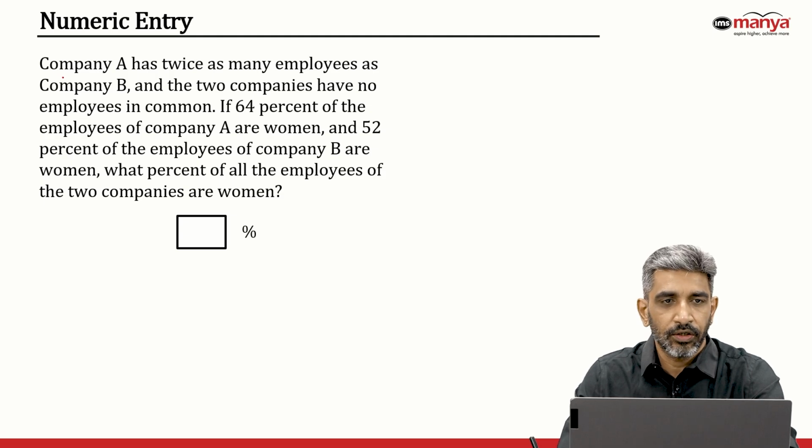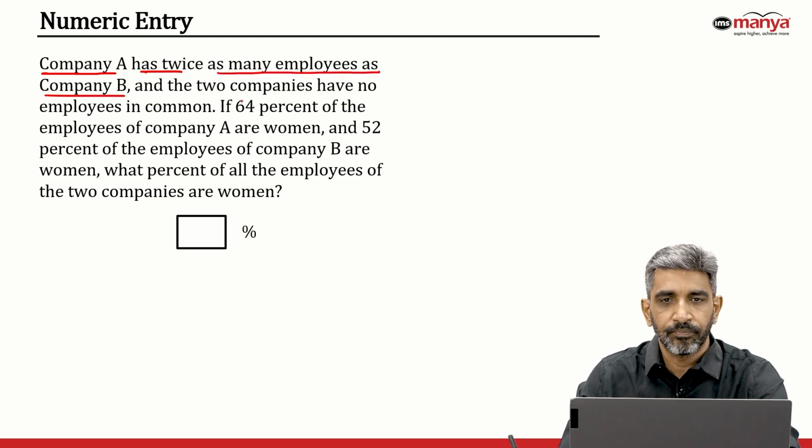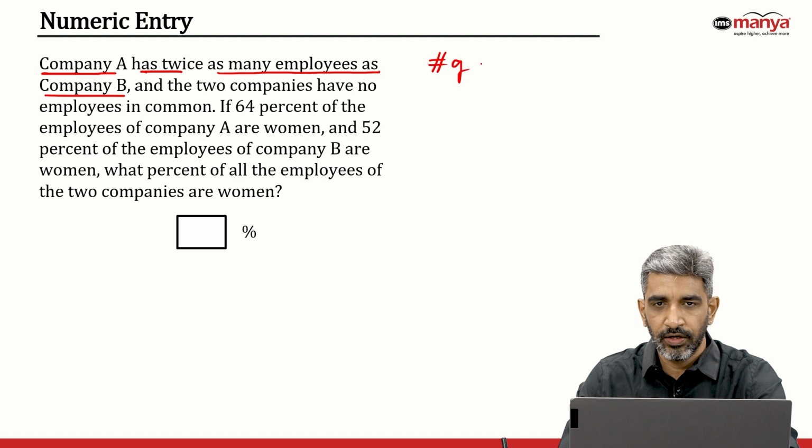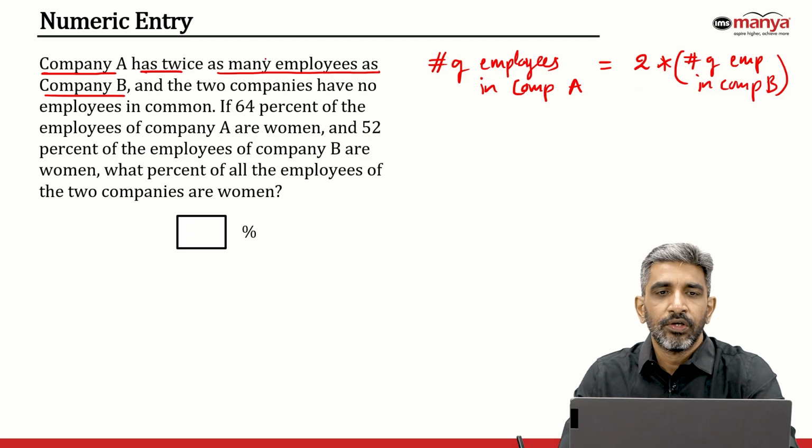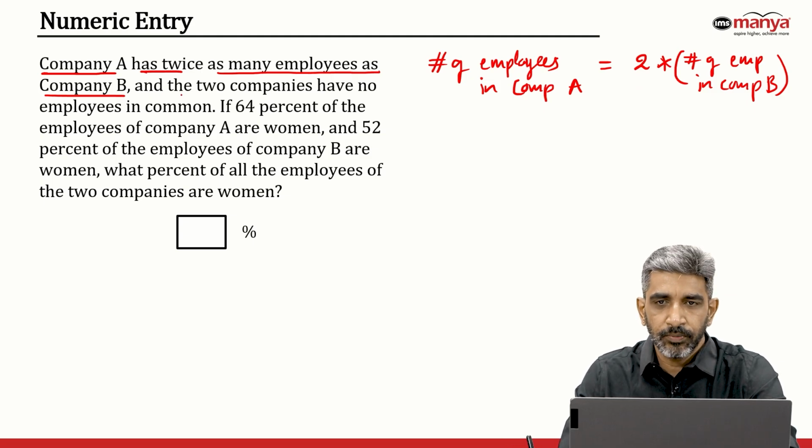Let's read it out carefully and actively. Company A has twice as many employees as Company B. So let's write it down. Number of employees in Company A is equal to twice the number of employees in Company B. It's important to jot down as you read so that you don't miss out information, because writing helps you read actively. The two companies have no employees in common.